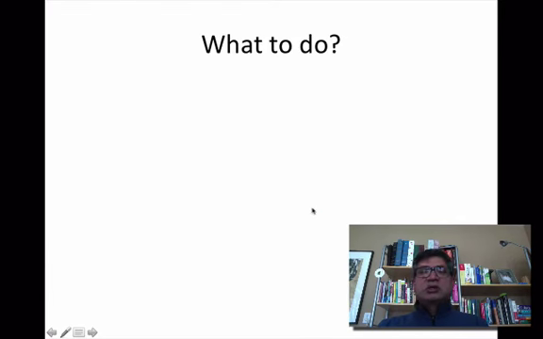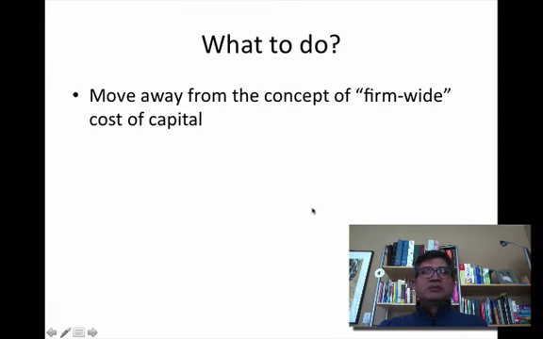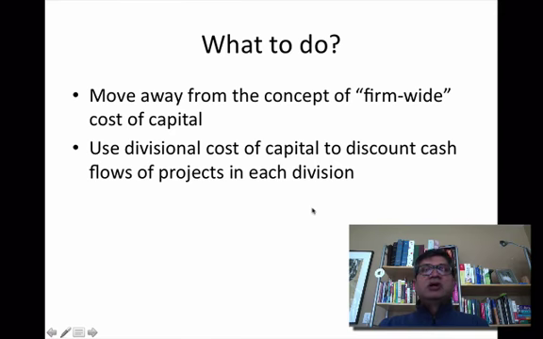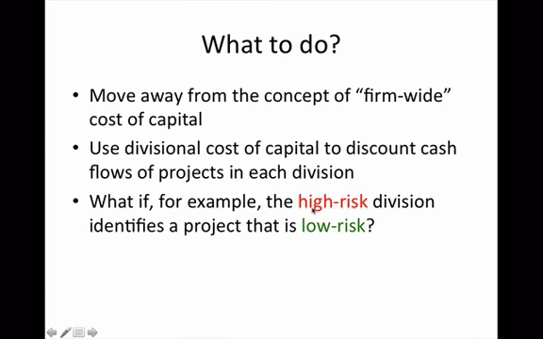So what's a simple way out of this? Right off the bat, you should move away from the concept of a firm-wide cost of capital. Don't think of a firm-wide cost of capital at all. In fact, use a divisional cost of capital to discount cash flows of projects that appear in each division. However, if you move to the concept of a divisional cost of capital, you haven't really made any progress.